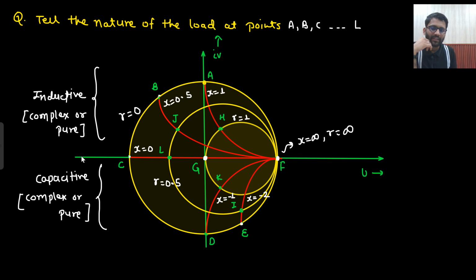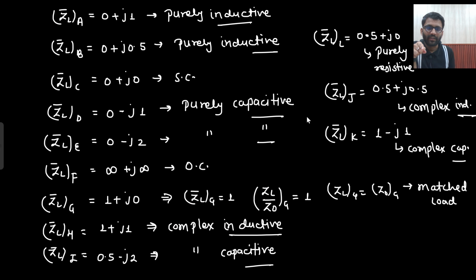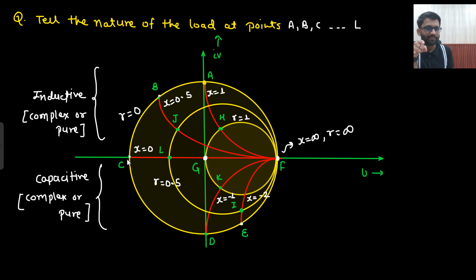Okay. What about this line? On this line, X equals 0. R can also be 0. But if you see the point L, it was purely resistive. So on this line, you can get short circuit, open circuit, purely resistive, or matched load. So about this line, here you can get purely resistive, open circuit, short circuit or matched load.